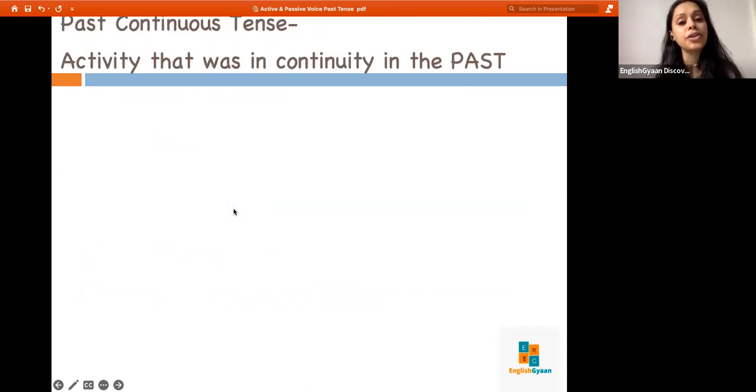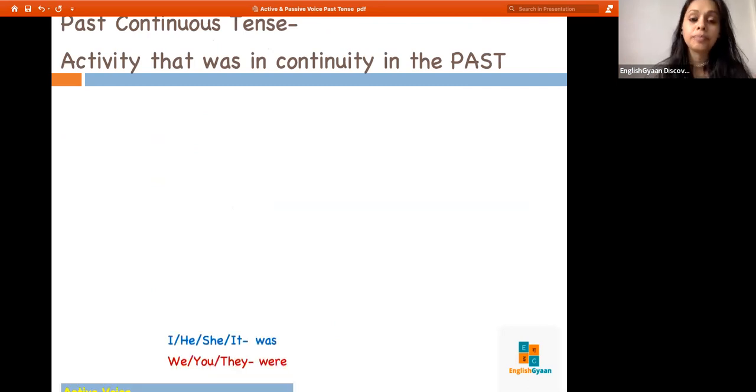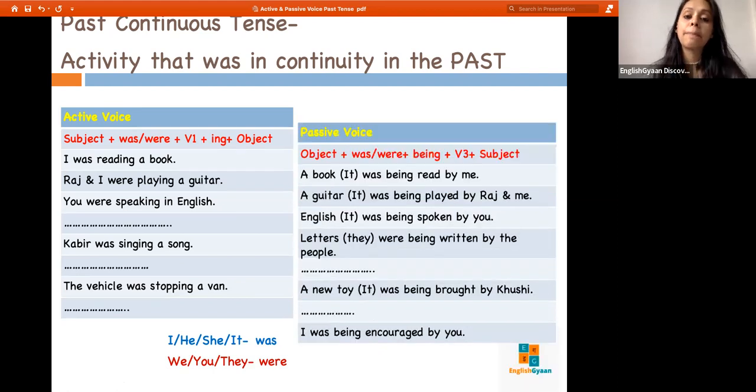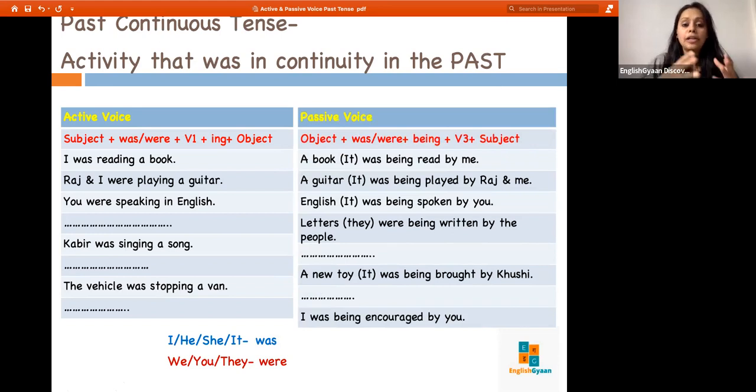Now, past continuous is activity that was going on in the past tense. In active voice, the formula will be subject plus was, were plus ing plus object. I was reading a book. Raj and I were playing a guitar. You were speaking in English. The passive is going to be object plus was, were plus being plus V3.